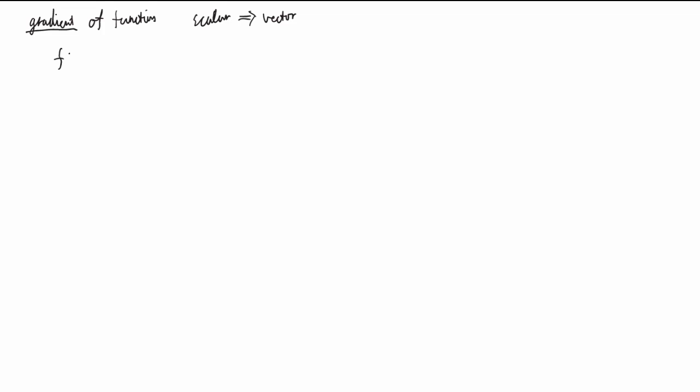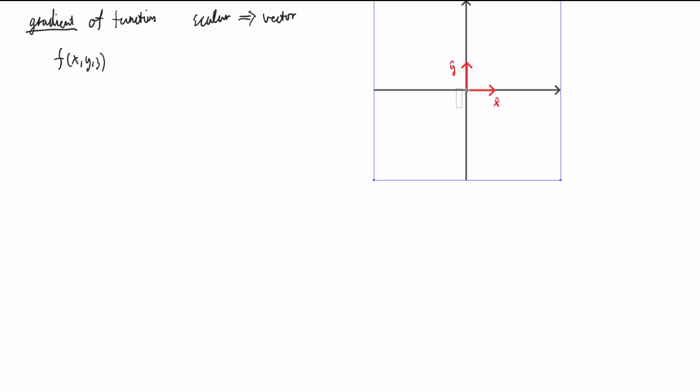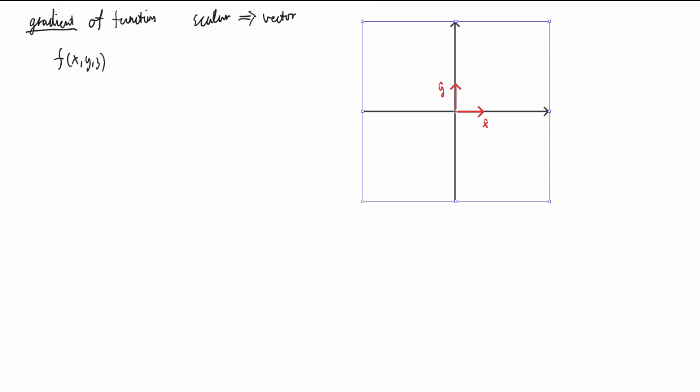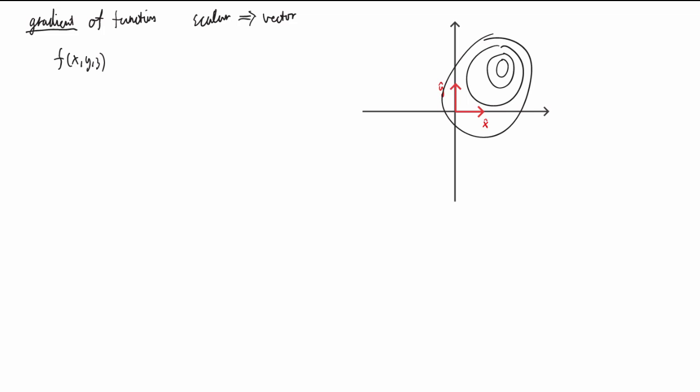So we have a function f which depends on x, y, and z, let's say. So it's a scalar function, so we can plot it. I'm going to do this just in 2 dimensions here. So here is our coordinate system. This corresponds now to f equals different constants. These lines are the constant contour lines. So f is equal to c1 on this line, f equals c2 on that line, and c3 on that line.